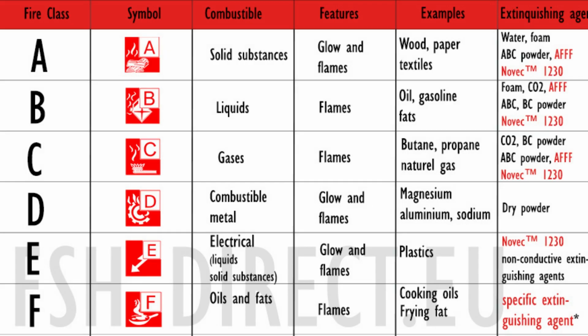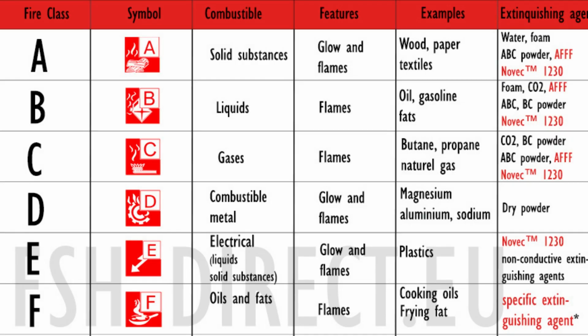Class B fires involve flammable liquids such as gasoline, oils, paint, and solvents. You should use foam, dry powder, or CO2. And importantly, never use water, which can spread the liquid fire. Class C fires are fueled by flammable gases like propane or natural gas. You use dry powder on the flames, but the most important rule is to shut off the gas supply first, if you can do so safely.